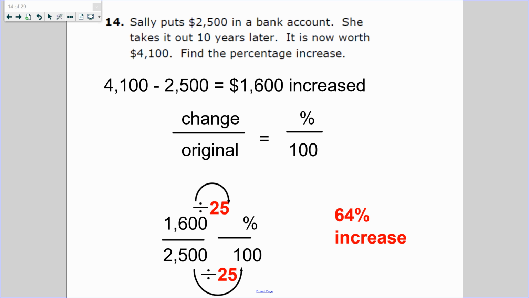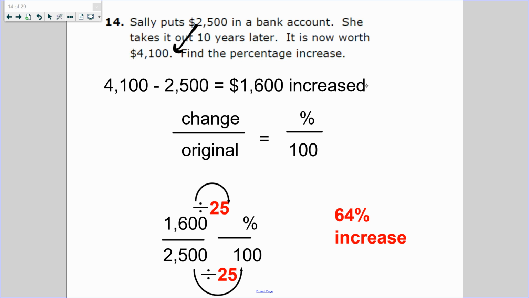14. Sally put $2,500 in her bank account. She takes it out 10 years later. It is now worth $4,100. So find a percentage increase. Did it grow? Yes, it did grow. It grew by how much? If you subtract, it grew by $1,600 increase.